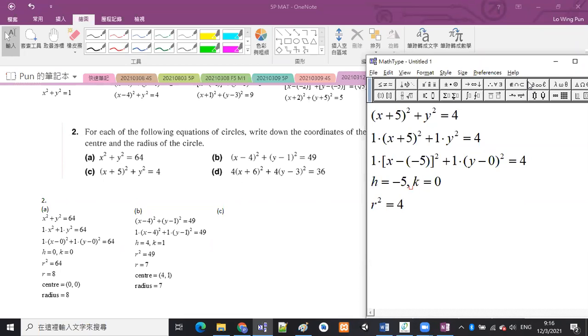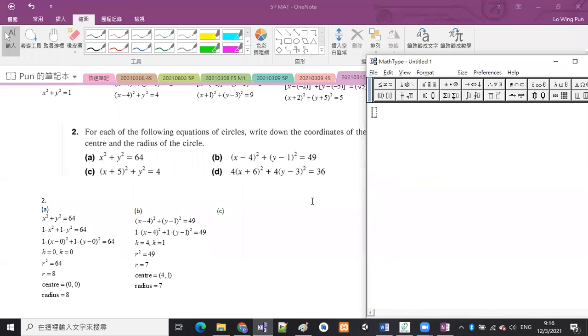And then we take square roots on both sides to calculate that r is equal to 2. So now we have the h, k, and r values all together. So we can write down the answer. Therefore, the center is equal to -5 and 0. Radius is equal to 2. Okay, so that is the answer.